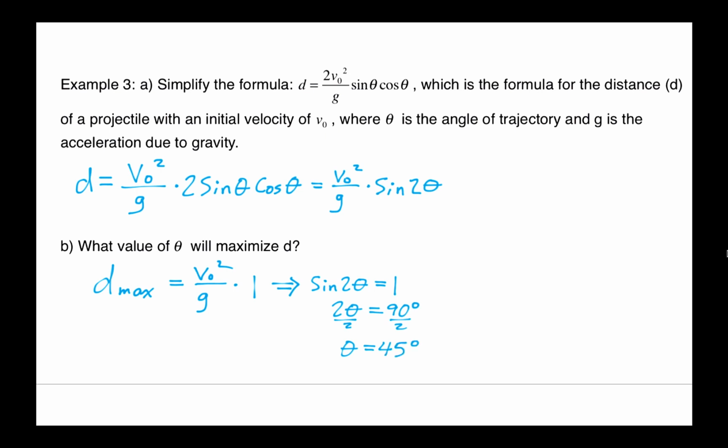So if you've ever thrown a baseball or kicked a soccer ball or launched a rubber band in the air, those projectiles, if you have a certain amount of initial velocity, the way to maximize the distance that it's going to go is to aim it at 45 degrees above horizontal.